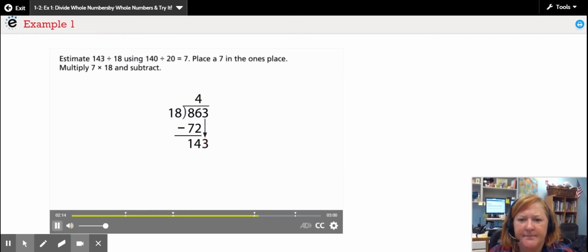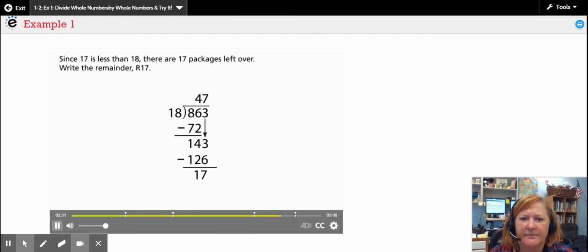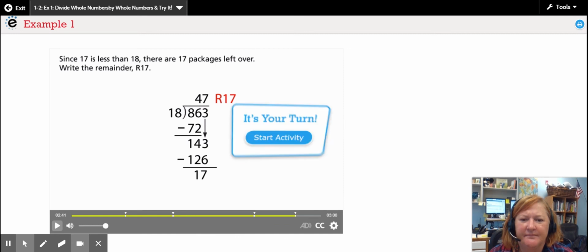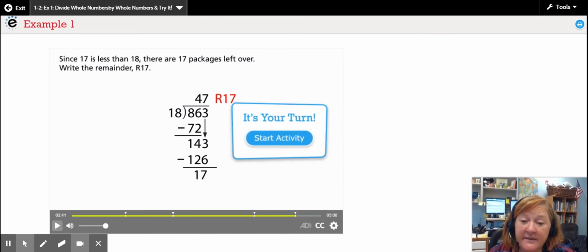Estimate 143 divided by 18 using 140 divided by 20, which is equal to 7. Place a 7 in the ones place. Yay! Multiply 7 times 18 and subtract. Since 17 is less than 18, there are 17 packages left over. Write the remainder, R17.